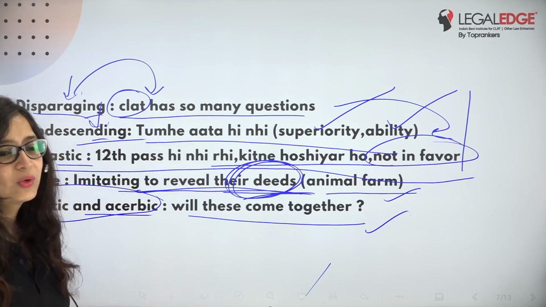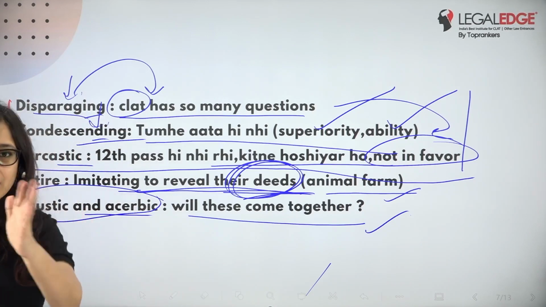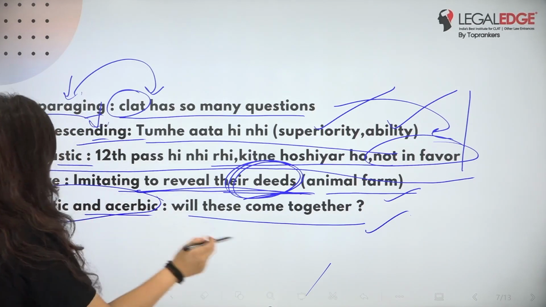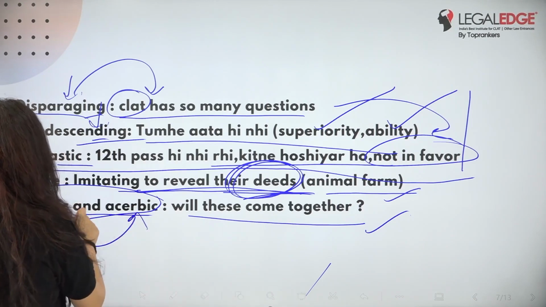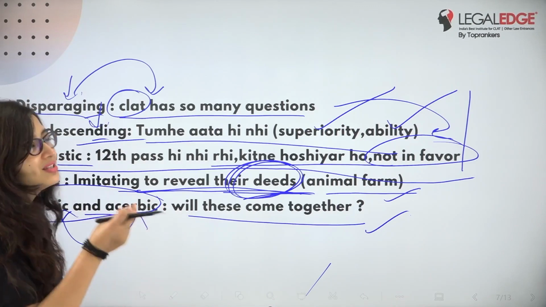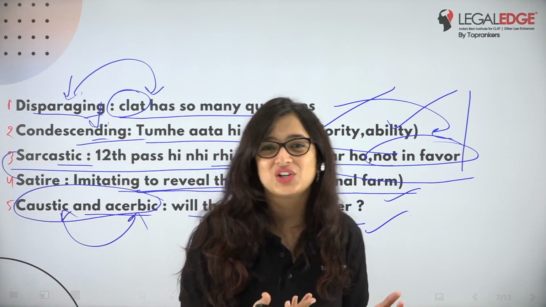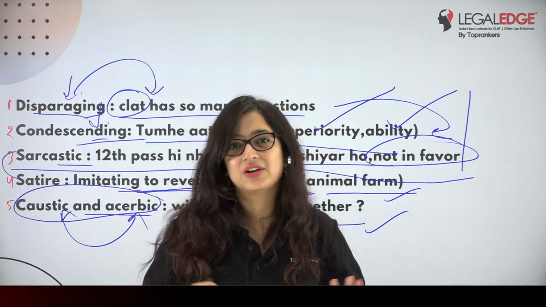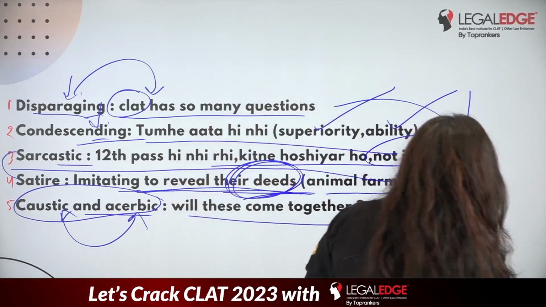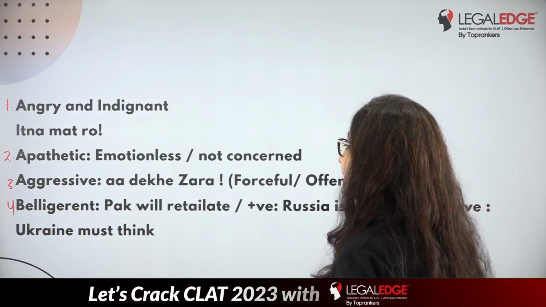नहीं आएंगे, क्योंकि जैसे मैंने आपको बोला there are a few tones जो एक साथ एक ही जगह पे नहीं आते. Caustic and acerbic are under those tones जो कभी भी एक साथ नहीं पूछे जाएंगे because they are very similar to each other. Caustic and acerbic are very similar to each other and hence they are not asked together. नेक्स्ट इज एंग्री एंड इंडिग्नेंट.